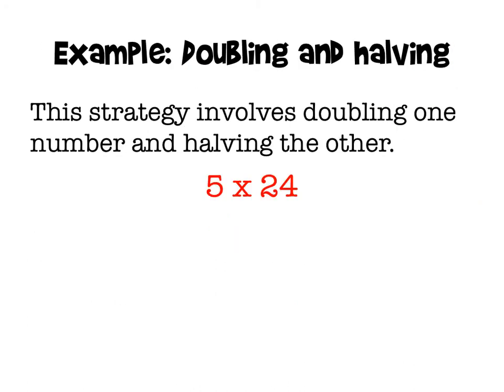My next example is doubling and halving, okay. It's a really good strategy. You need to write underneath the heading doubling and halving the following. This strategy involves doubling one number and halving the other. I don't know my 24 times tables, which makes it a little bit hard to do 5 times 24. Okay, I do know my 12 times tables, so look at what I can do. I can halve one number only if I double the other.